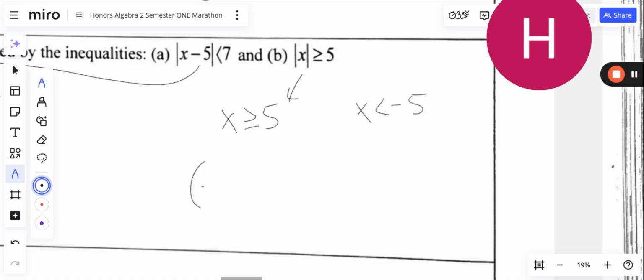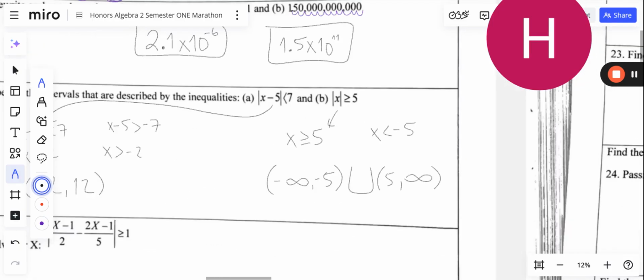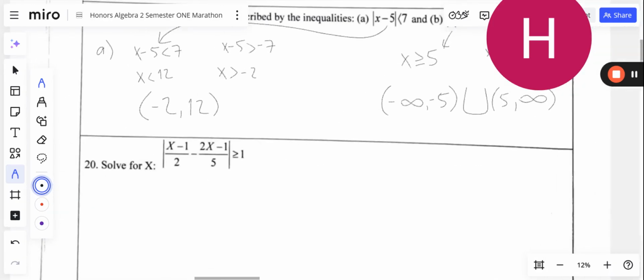So it's either that x is a number less than negative 5, or, which means we have to union these two intervals together, or x is bigger than 5, which means from 5 onward to infinity. Okay, very good.